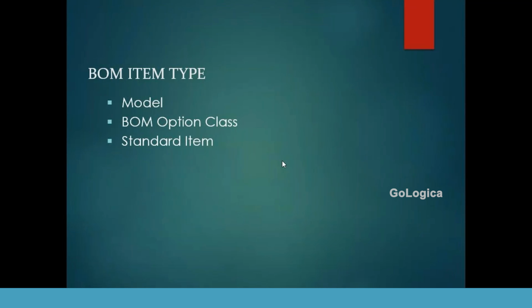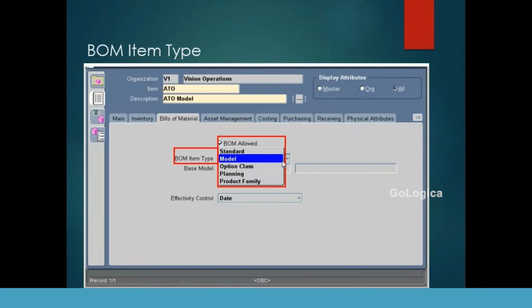As I said, we have the BOM item type as three things: model, BOM option class, and standard item. In the inventory item creation screen, there is a bills of material tab. There we have standard, model, option class, planning, and product file. Basically, we mostly use standard, model and option class. Yes, the standard one you mentioned, I remember.